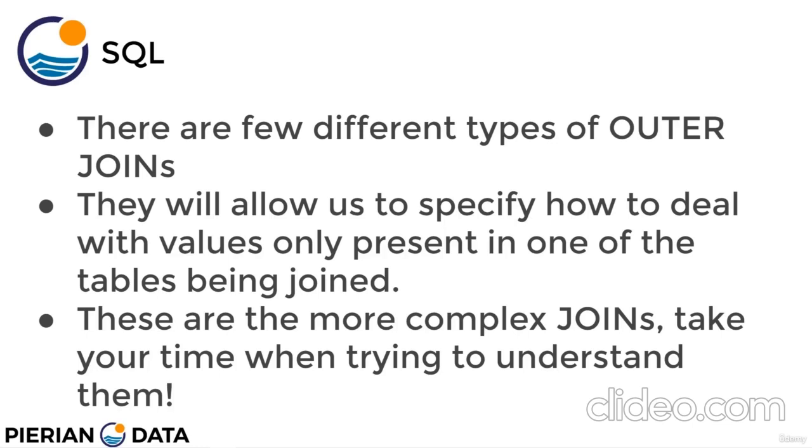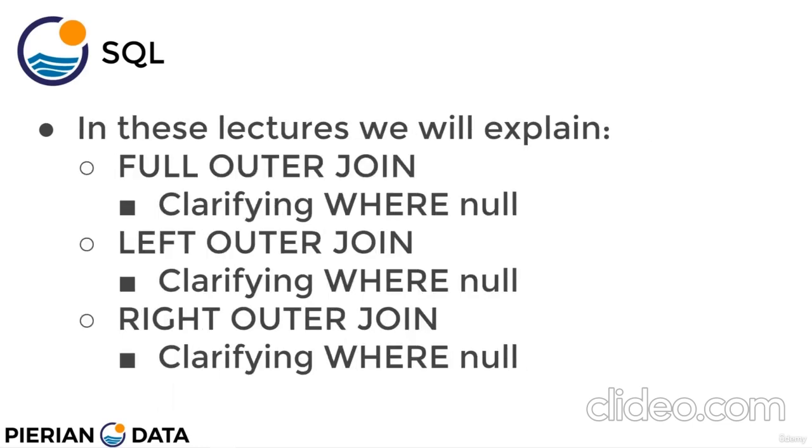So definitely take your time when trying to understand these outer joins, especially when we start talking about left and right outer joins. So in this series of lectures, we're going to start by talking about full outer joins, which is the simplest outer join, and we'll also add in the clarifying where statements you can add in order to specify what actual rows you want even further. And then we'll go into a lot of detail about the left outer join, which is probably the hardest for beginners to grasp.